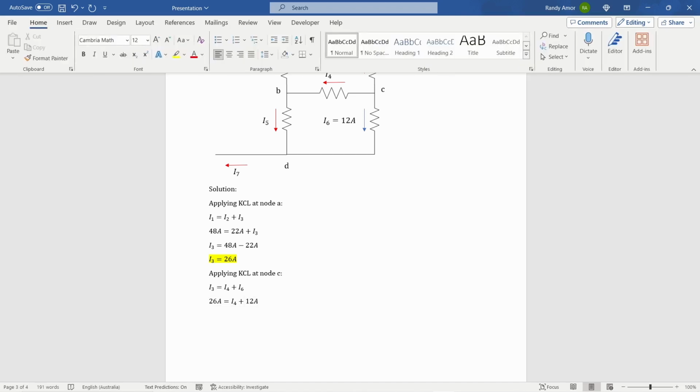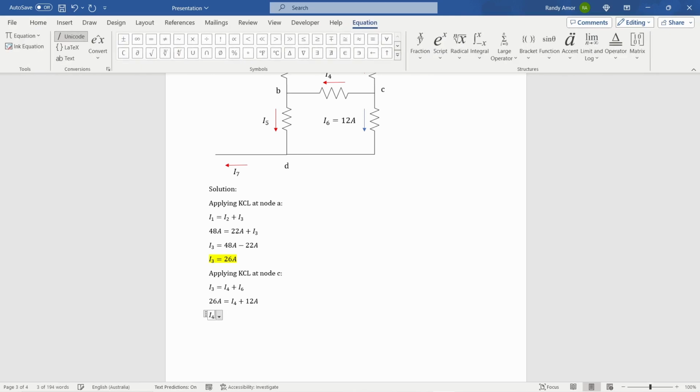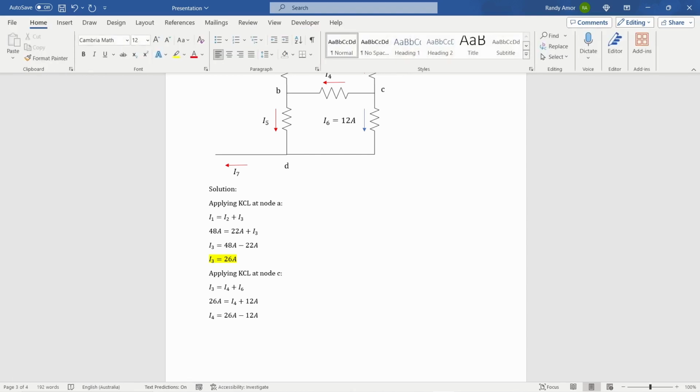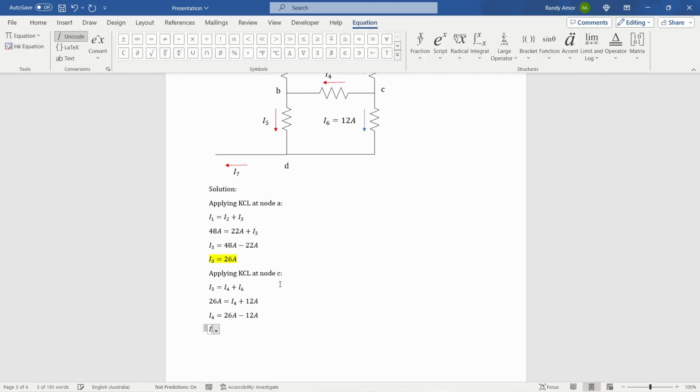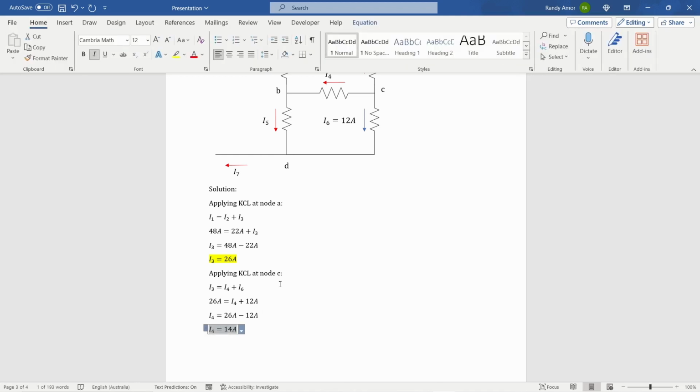So therefore, I4 will be equal to 26 amperes minus 12 amperes, or I4 is equal to 14 amperes.